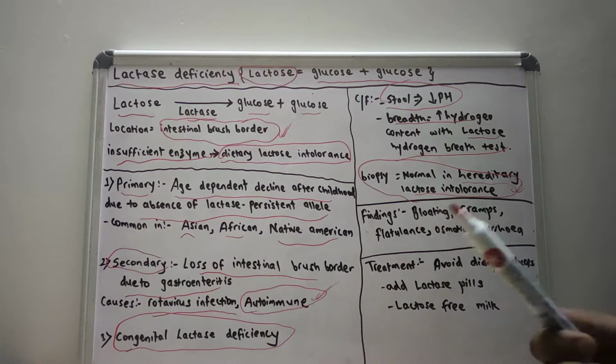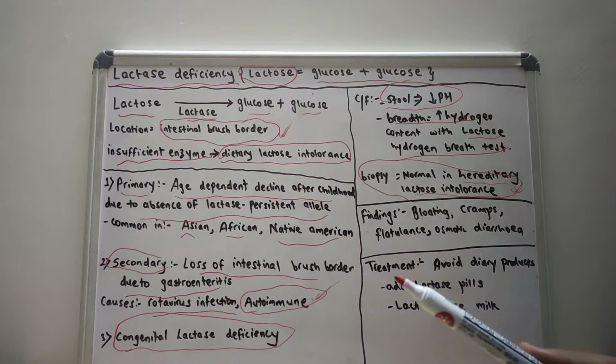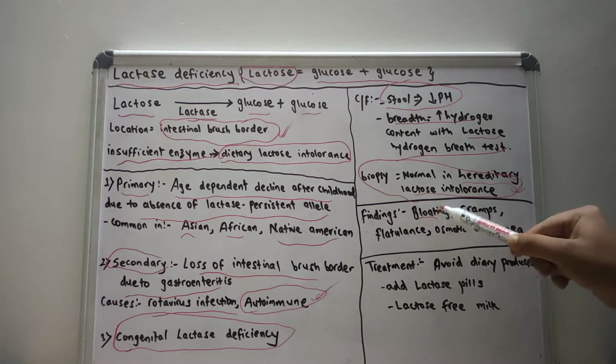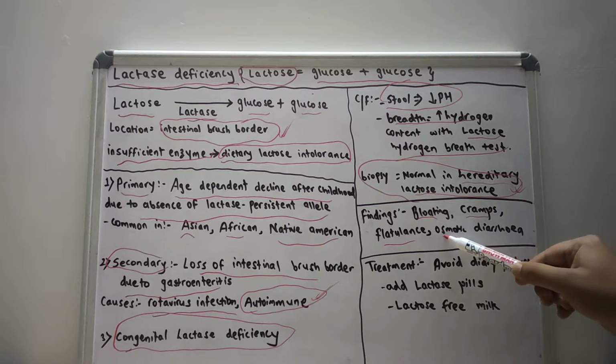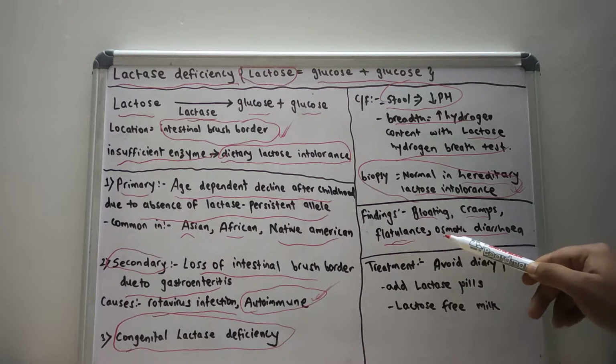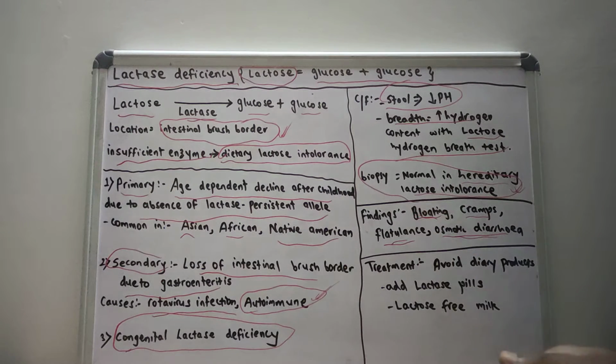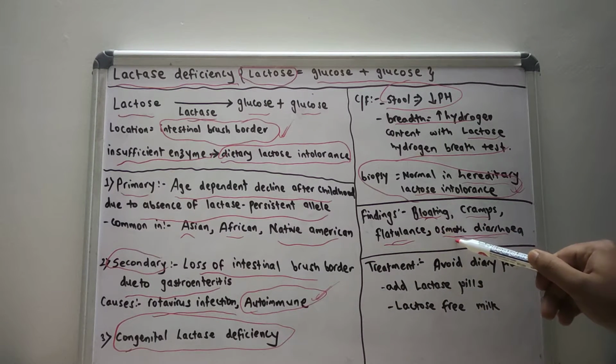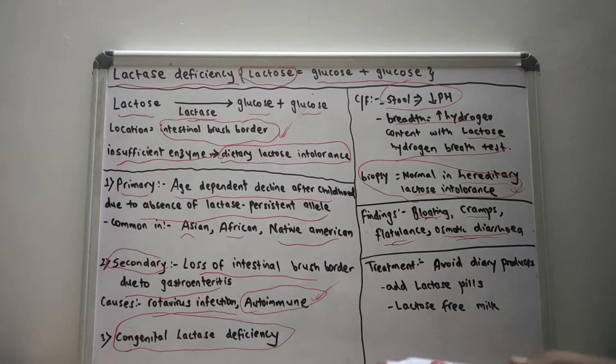And what are the various findings in the people with lactase deficiency? The various findings are bloating, cramps, flatulence and osmotic diarrhea. These are the various symptoms that occur in the people with lactase deficiency. Flatulence, osmotic diarrhea and bloating mainly aggravate after intake of a lactose content diet. Milk has high lactose content, so after intake of milk, the symptoms like bloating, flatulence and osmotic diarrhea increase.